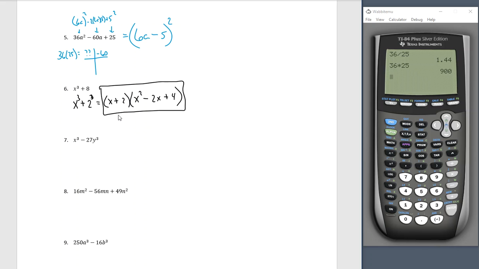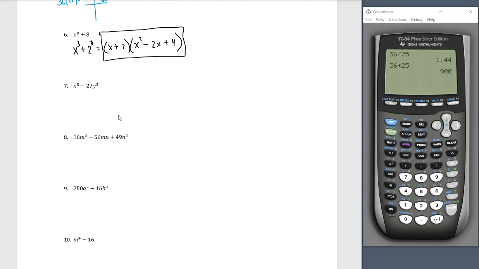Okay, so moving on to number 7. I'm going to scroll up a little bit here. X cubed minus 27y cubed. What is it that we're cubing? We're cubing x. See, 27. 27 is 3 times 9. 9 is 3 times 3. Oh, yeah. 27 is 3 cubed. So if I want 27y to the third power, I can use 3y and cube it.